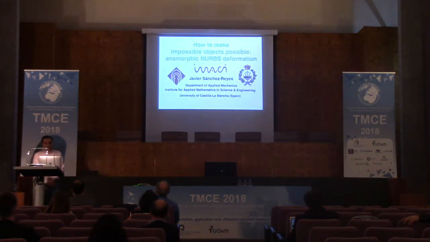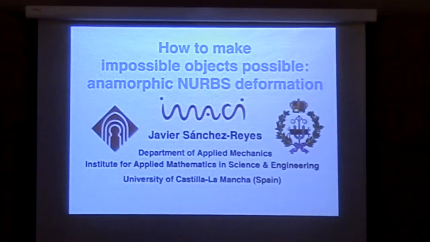Well, as you see, the title has three key words. One is impossible objects, so this is related to art. Then we have anamorphic deformation, which is a mathematical tool, and then NURBS, which is a CAD standard. And I just wanted to integrate all those tools into something that could be useful for design, especially in arts.